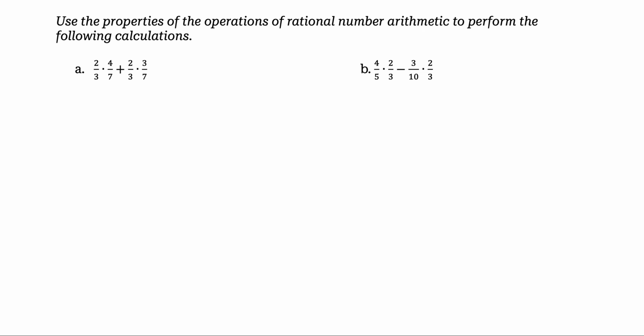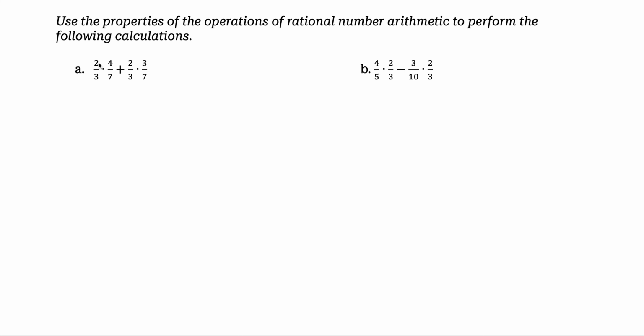Continuing, we're going to look at these next two examples. It says use properties of the operations of rational number arithmetic to perform the following calculations. I'm going to work through these problems two different ways just to show you that you have options. The first one I'm going to go through pretty straightforward. So I've got 2/3 times 4/7 plus 2/3 times 3/7.